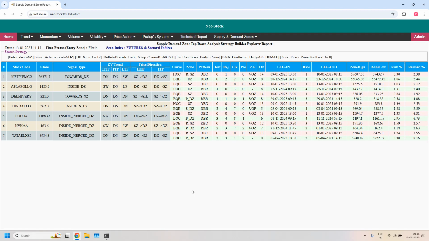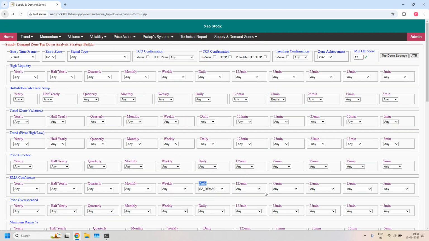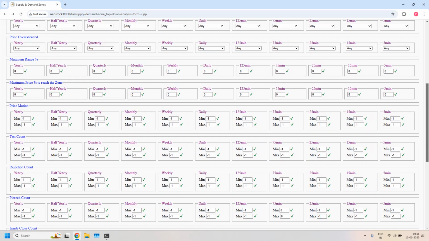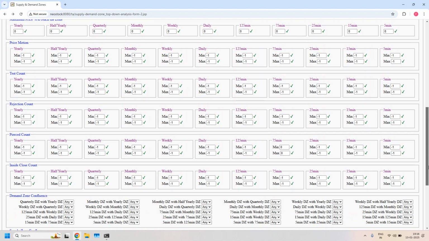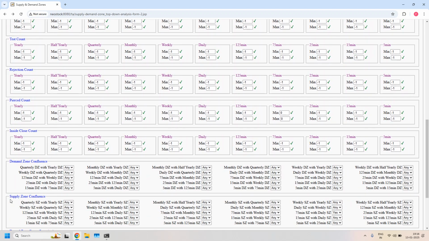Okay, next filter is LTF, ITF, HTF supply zone confluence. I am removing this ITF, EMA filter. Now let's focus HTF filters. In the supply zone confluence, already LTF, ITF supply zone confluence filter is enabled. That is 75 with daily zone confluence. Next, 75 minute supply zone with weekly supply zone confluence, daily supply zone with weekly supply zone confluence.